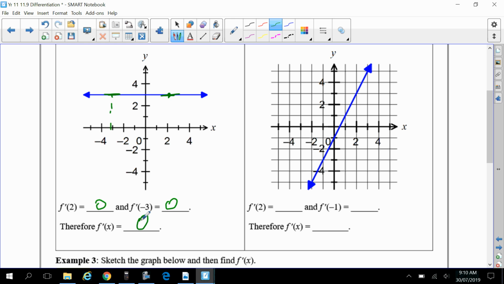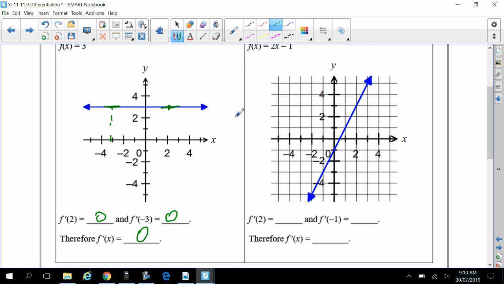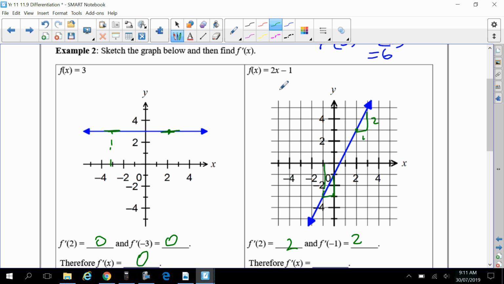Which is easy. How about what if the line is not horizontal? What if it's like that? Let's try that. Let's find the gradient at 2. Well, draw this, 1 over 2. What's the gradient at negative 1? Here. Also 2, right?